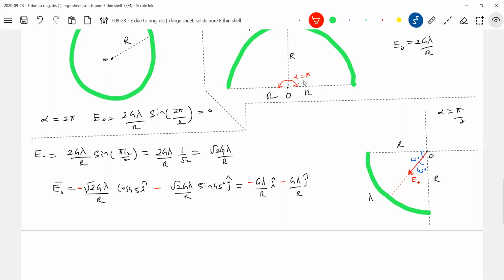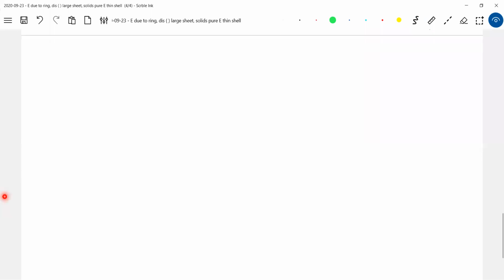Gravitational field strength should be like this. It should be toward that one, minus i cap. If the arc is here, the field will be in the fourth quadrant. If the arc is in the first quadrant, then plus i cap plus j cap will come. Agreed? I think now you are in a better position. Okay, let's take some examples on this.